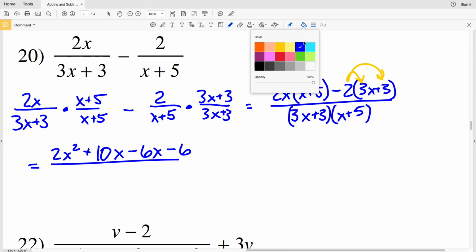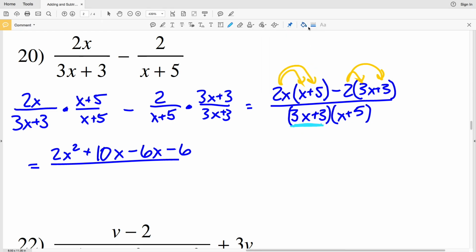However, I'm going to simplify this denominator a little bit further because I can pull out a 3 from that first binomial that's under that fraction bar. So 3x plus 3, pulling out a 3, I'll get x plus 1 in parentheses because 3 times x is 3x, and 3 times 1 is 3, and that will get multiplied by x plus 5. So 3 times x plus 1 times x plus 5 is just my simplified denominator.